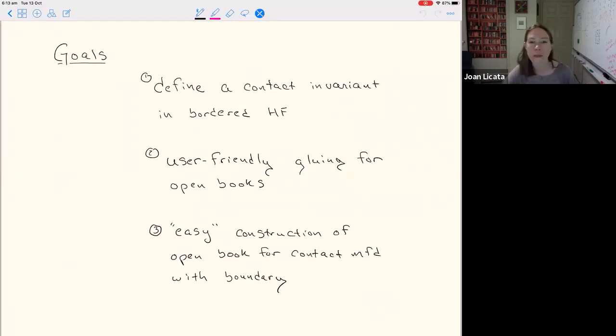Here are the goals. So one, define a contact invariant in bordered Heegaard Floer homology. The second thing I want to do is describe some sort of user-friendly gluing for open books. The first goal is the kind of goal you can state in general. The second and third goals are really the kind of goals you state after you've done something. You say, what did I do and how could I phrase this as a goal? So I want to tell you that we're going to give a nice way to glue open books together that doesn't take a lot of technical expertise.